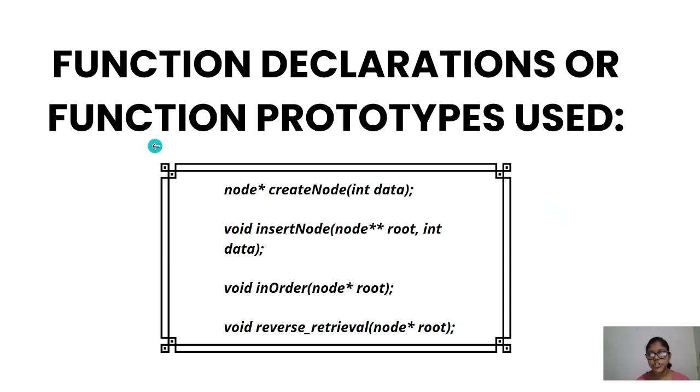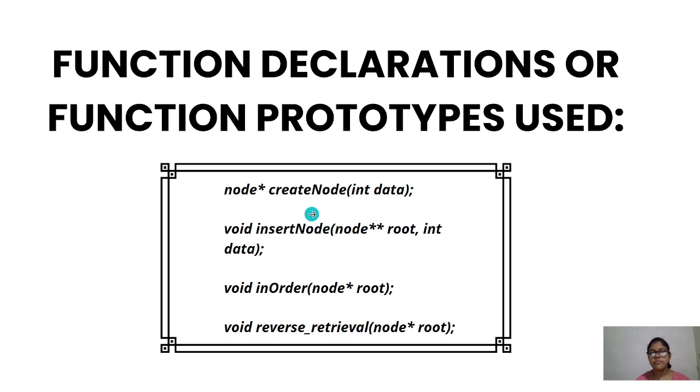Function declarations or function prototypes used. We are using the create node function to give a blueprint of a node, and it will be of node star type, because if we don't use node star type we can't use data, right pointer and left pointer at the same time. So we have to use node star if we want to create a node. The create node function is for giving a blueprint to a node, and its parameter is data so that it could store a data. Void insert node is to insert values to the node.